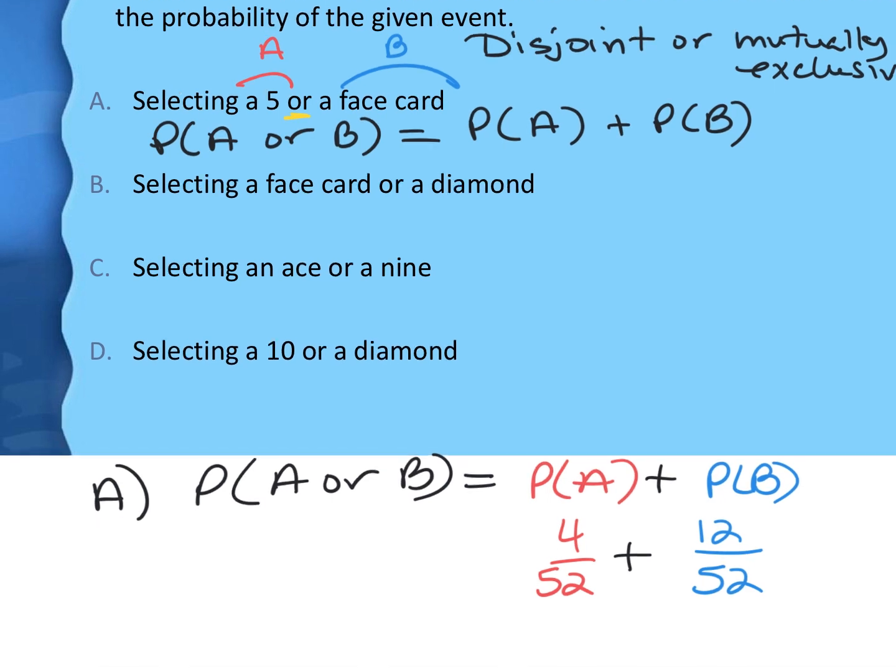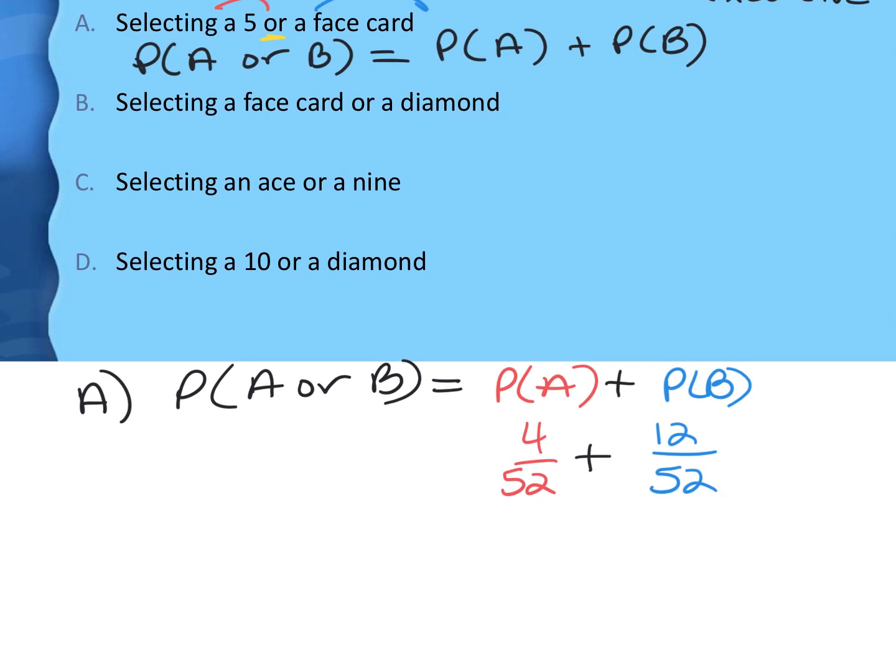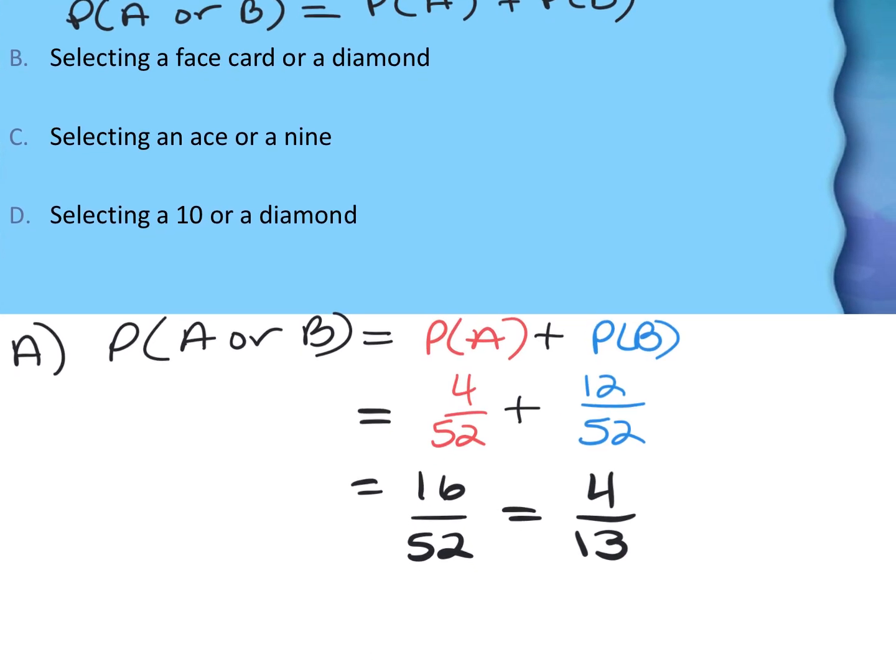So now I'm just going to add those 2 together, and I get 16 over 52. Again, don't reduce the fractions until after you add. I can now reduce it. I can divide them both by 4, and as a simplified fraction, 4 over 13. As a percent, this would give me 0.3076. So as a percent rounded to the 10th place, 30.8%.